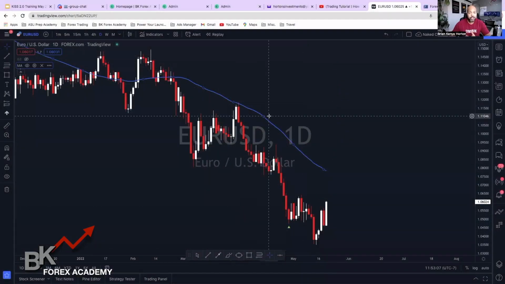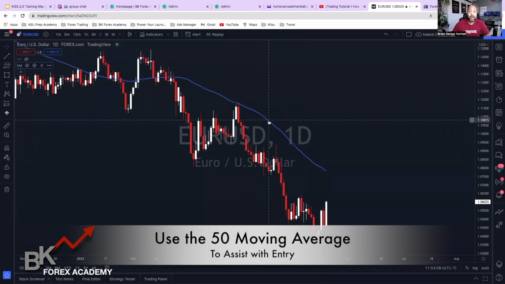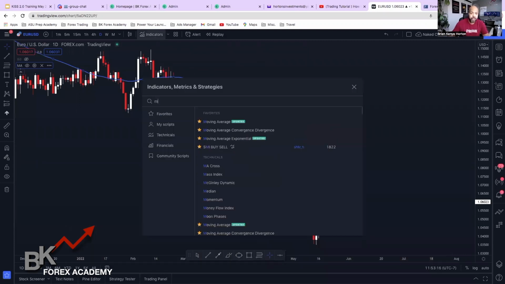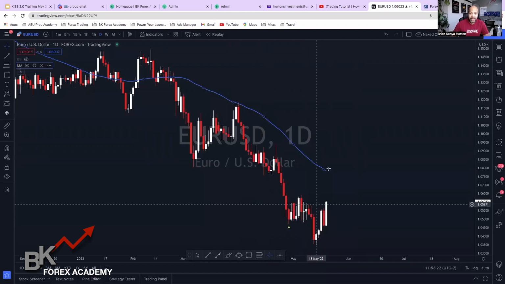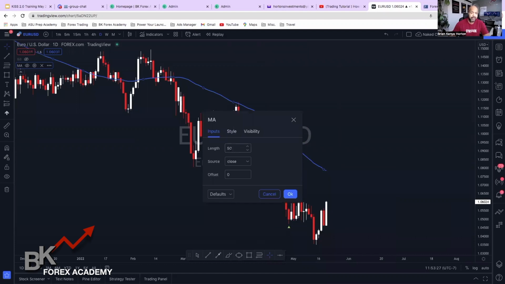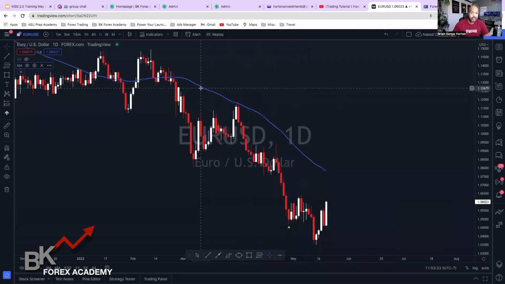So I like to use the moving average to help me with my entry. If you guys aren't familiar with moving average, all you have to do is go to your indicators list. You're going to type in moving average. Usually the first one that comes up, once you click on that, I use the 50 MA. So this is what your setting is going to be. You're going to type in 50 in the length, source is close, and offset you're going to keep at 0.